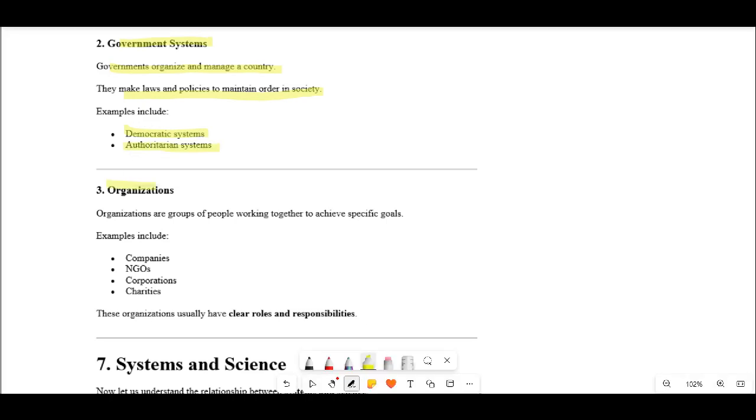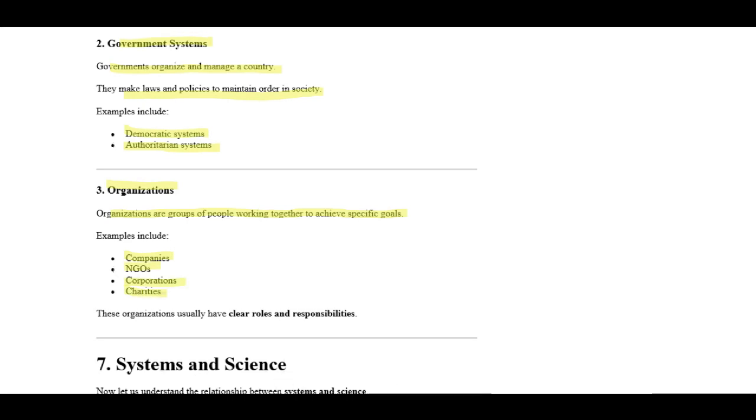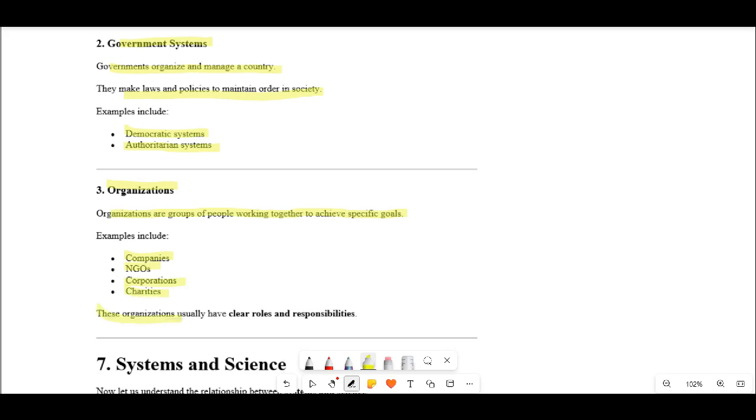The third one is organizations. Organizations are the group of people that work together to achieve a specific goal, and the examples that we have are companies, NGOs, corporates, and charities. These organizations usually have a clear role and responsibility.